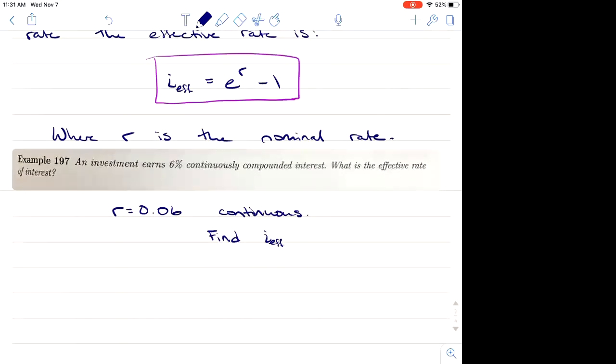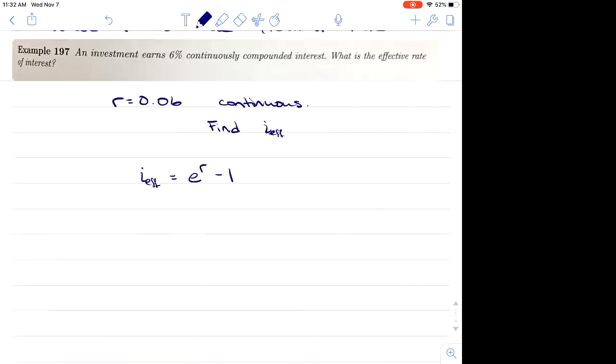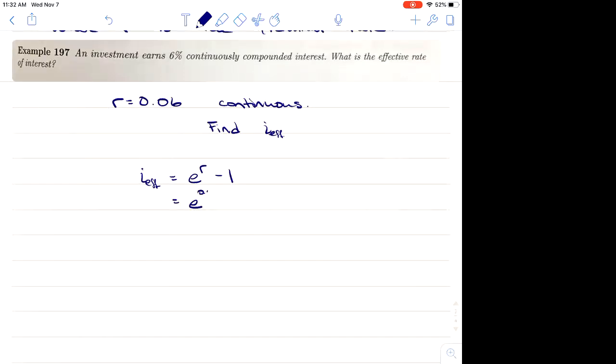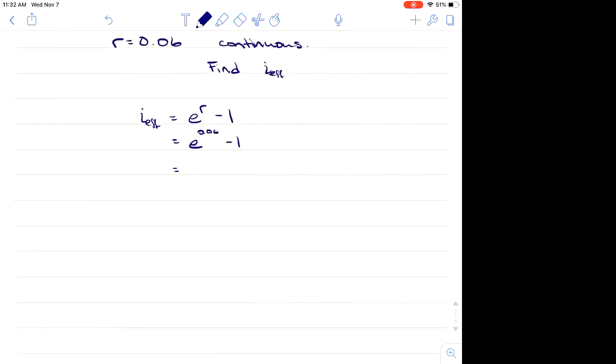So then we have this formula, right? The effective interest rate is e to the r minus 1. So this is going to be e to the power of 0.06 minus 1. Remember, to find e to the power of anything, you have to have the power on your screen first, and then hit the second log button to get that e to the x. And then minus 1, I get 0.0618365547.